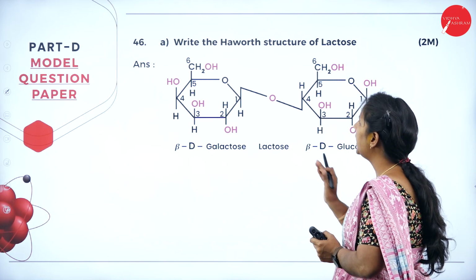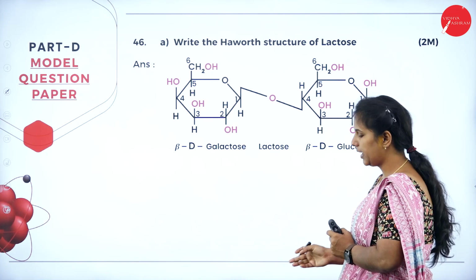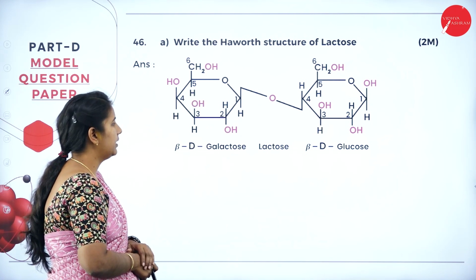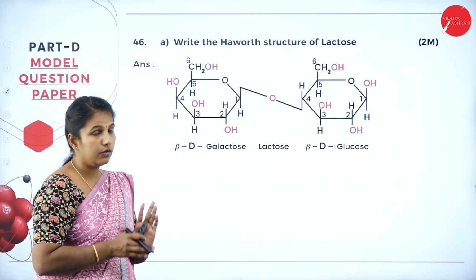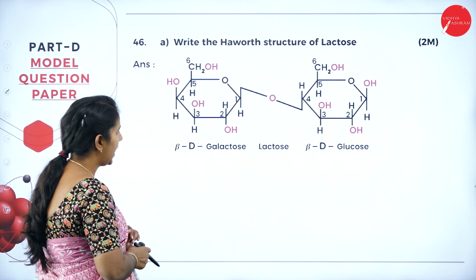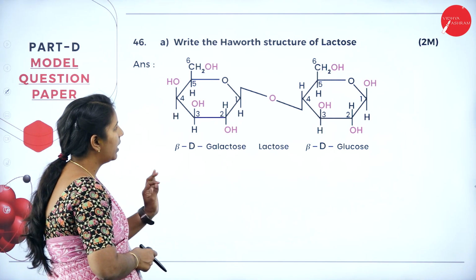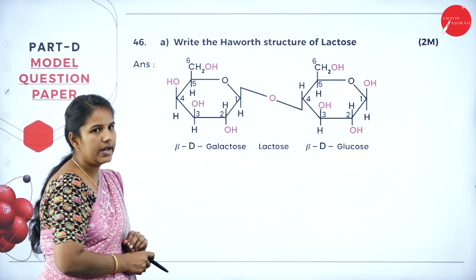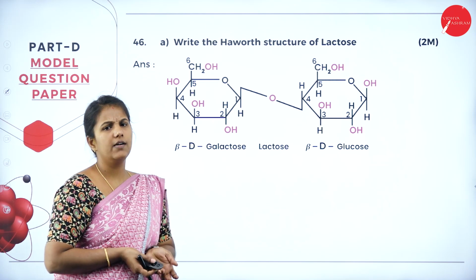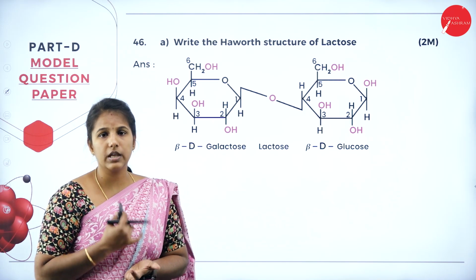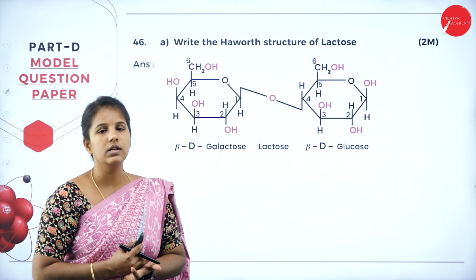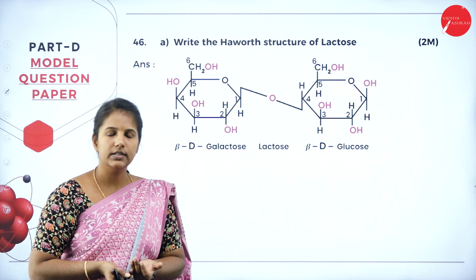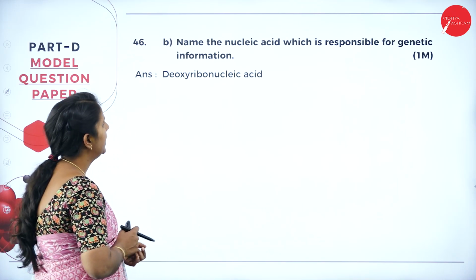Next question. Write the Haworth structure of lactose. Here I have written the Haworth structure of lactose. Both are beta-D-galactose and beta-D-glucose. When we combine them, it gives the lactose structure, where you can see that the 1 and 4 carbon atoms are connected through the oxygen atom, and it gives us the Haworth structure. Any one of the Haworth structures can be asked, even for glucose, fructose, maltose, galactose, lactose, or starch also. Try to practice it.